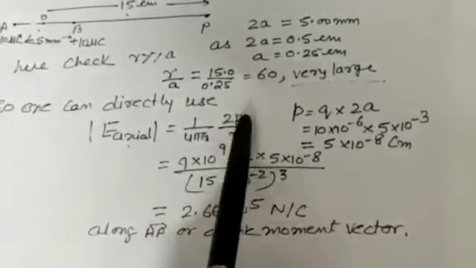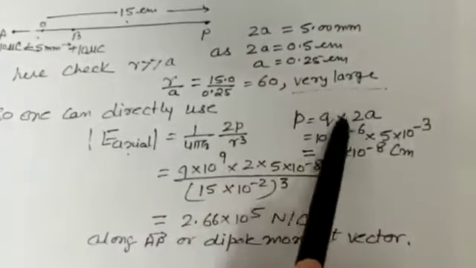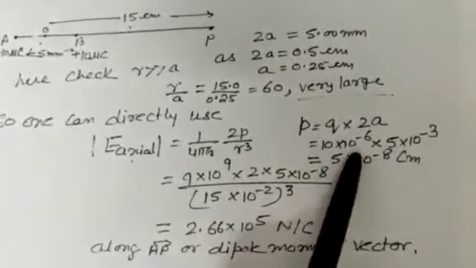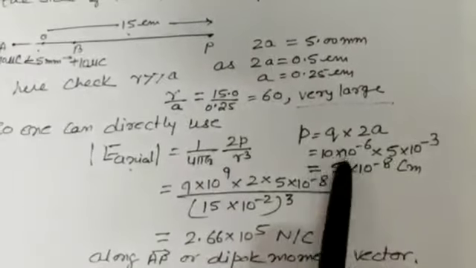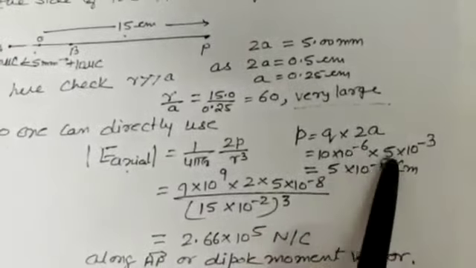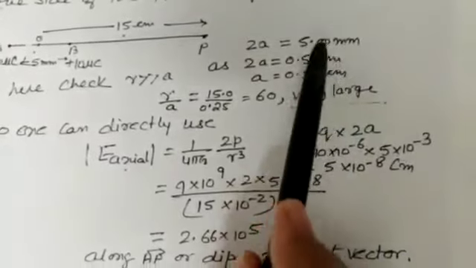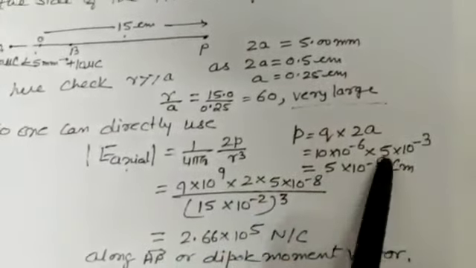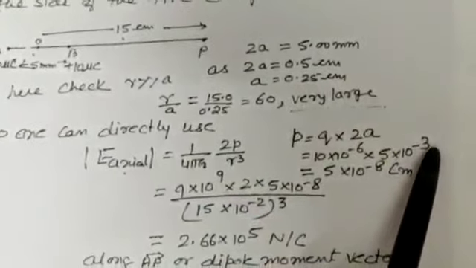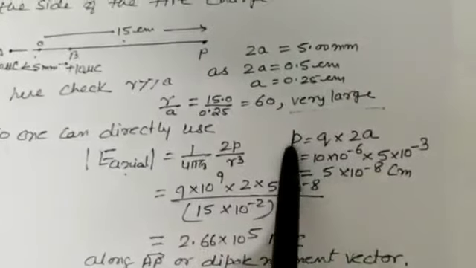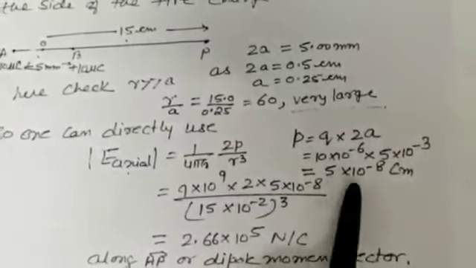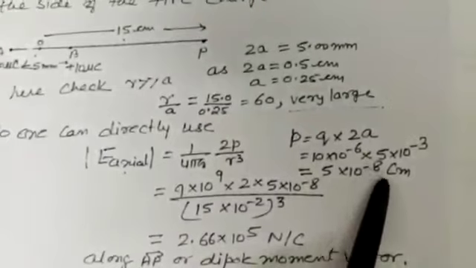Okay, now we'll calculate p. p is q into 2a. q must be taken in coulombs, so 10 into 10 to the power minus 6. 2a, the value is 5 mm, that is 5 into 10 to the power minus 3 meter. When you place the values, p comes out to be 5 into 10 to the power minus 8 coulomb meter.